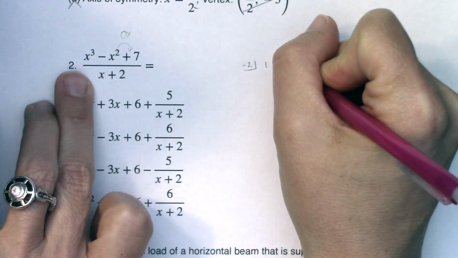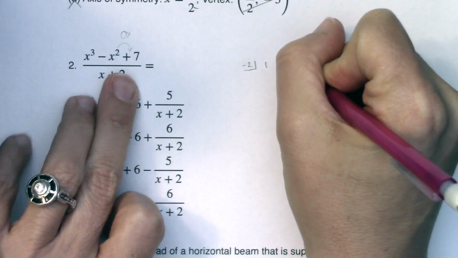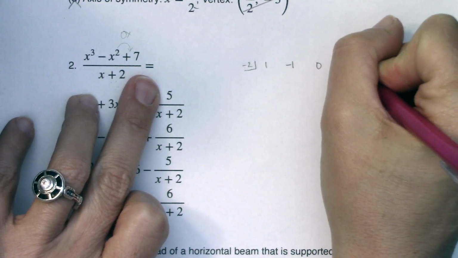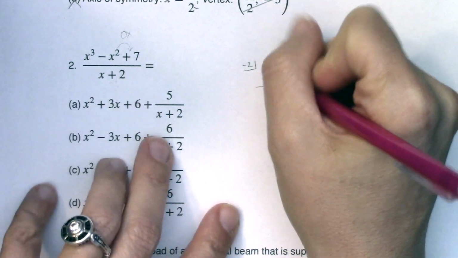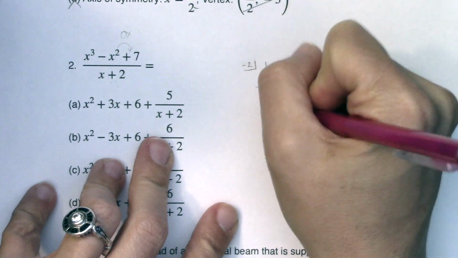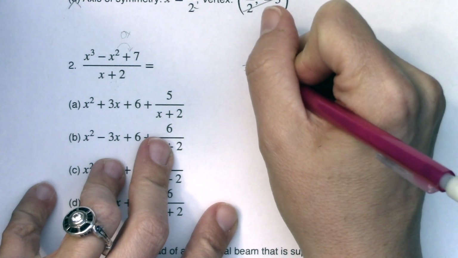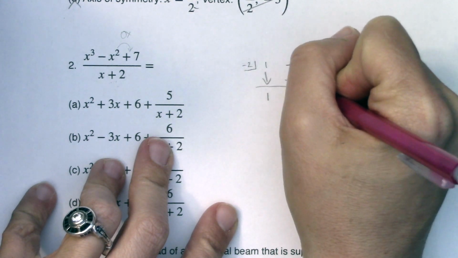So I'm going to have my lead coefficient of 1, then negative 1 for x squared. I had 0 x's and my constant was 7. And let's just see how this works. So again, drop the 1 down. I add up and down and I multiply across, right? So negative 2 times 1 is going to give me negative 2.